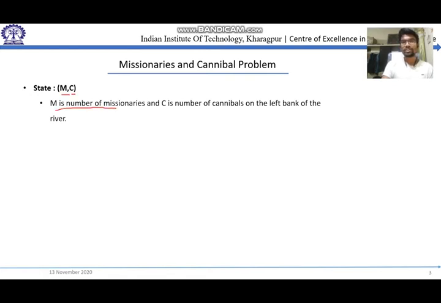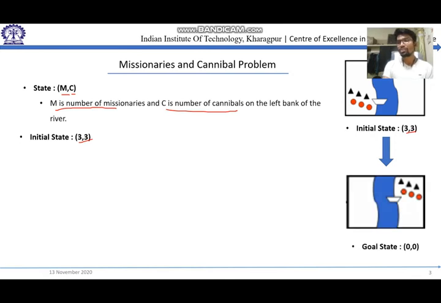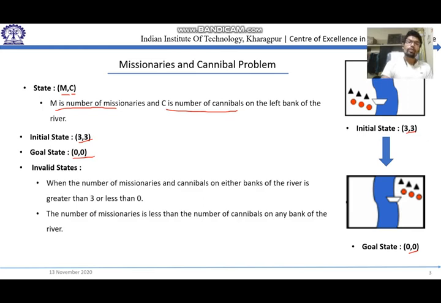As we learned in the class, every problem has to define a particular state. For this problem, the state can be defined as M C, where M is the number of missionaries and C is the number of cannibals on the left bank of the river. The initial state is 3 3, since the three missionaries and three cannibals are on the left side. We need to reach the goal state, which is 0 0.